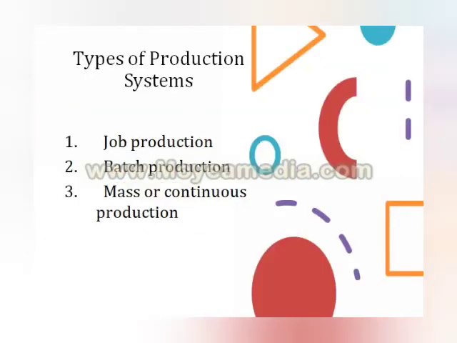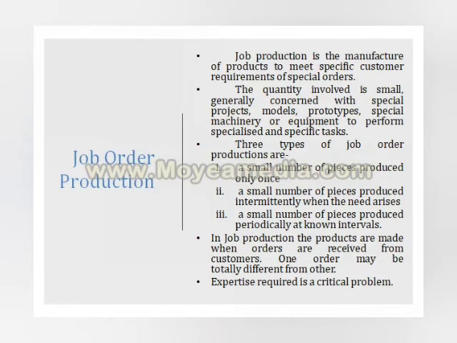So we can have a brief look into the major types of production systems. From our industry point of view, you can have basically three types of production systems: job order production, batch production, and mass or continuous production. First one is the job order production.